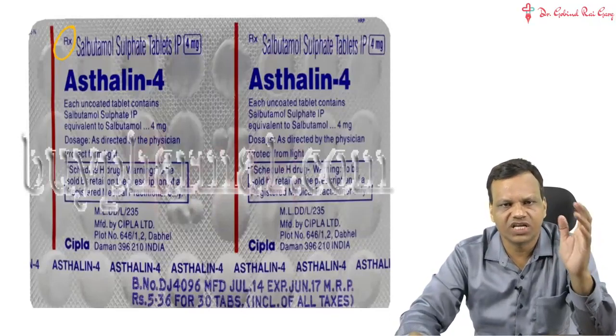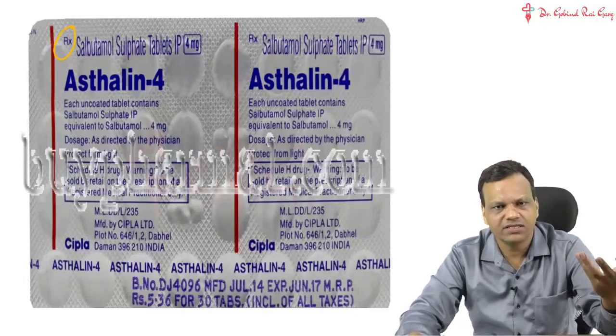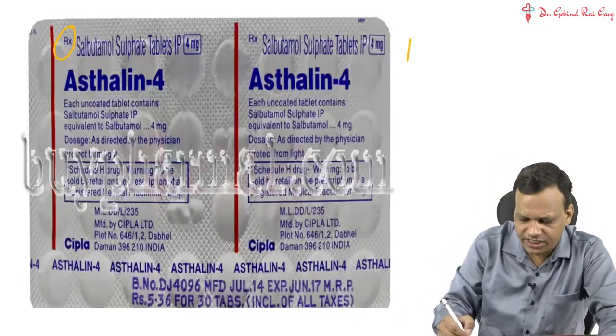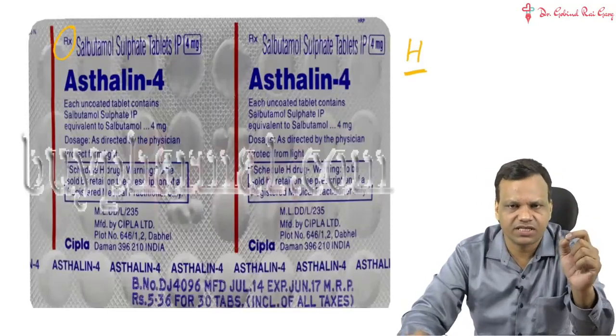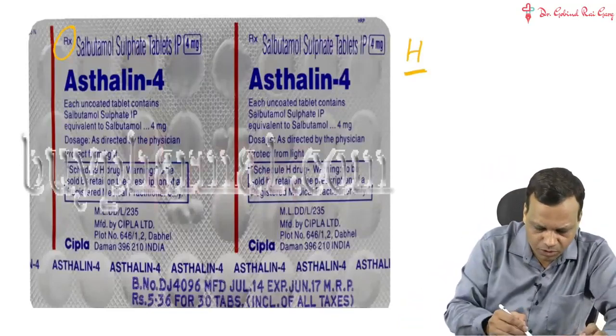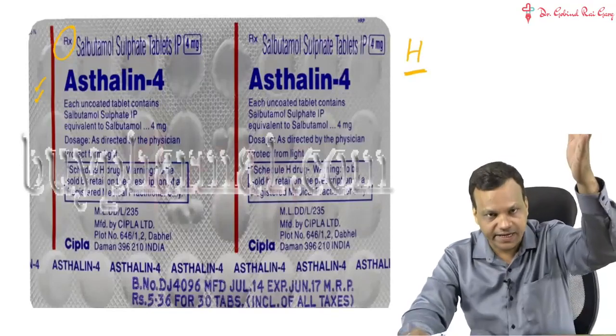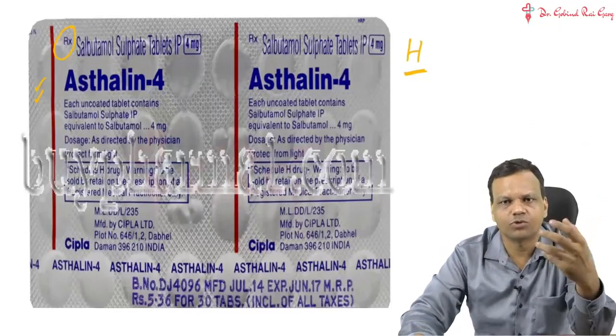If a drug needs to be given only on prescription, cannot be given without prescription, this is known as Schedule H drugs. So Schedule H drugs are the drugs which require prescription. They cannot be given without prescription. Clear? The same thing is told by the red line. So this red line which is present on the label, it tells that it should not be given without prescription.